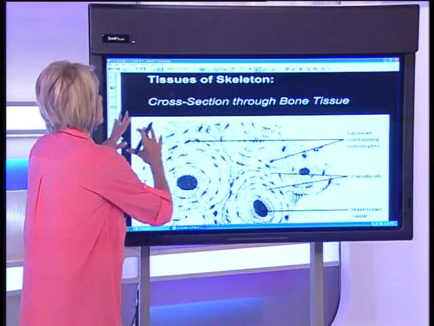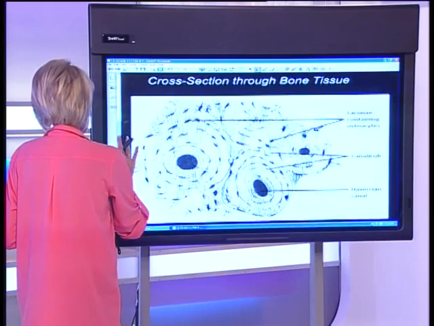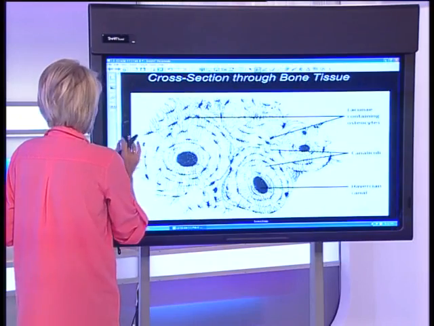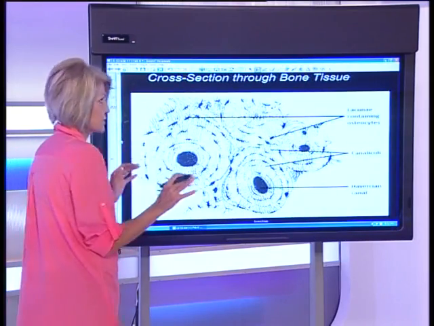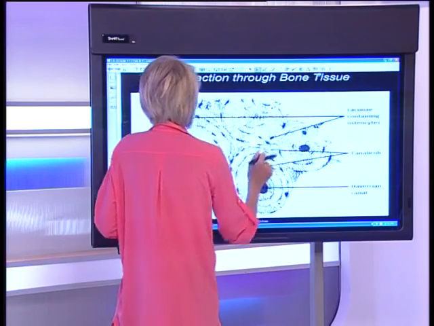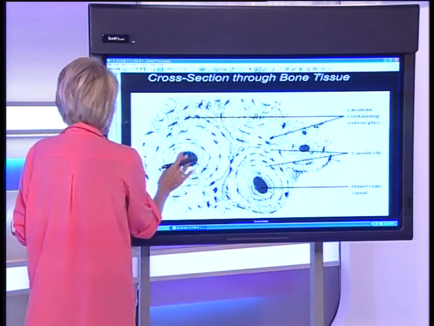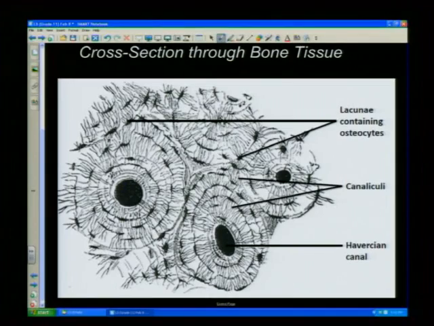Okay, so if we look at our bone tissue, this would be a slice through any bone. You need to know these labels, people, please make sure that you know them. All right? Here you would have this central canal. This hole here, this canal here, is called the Haversian canal. Now, it's a horrible word. I mean, it's really difficult to spell.